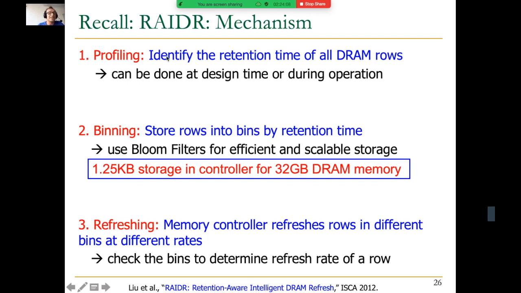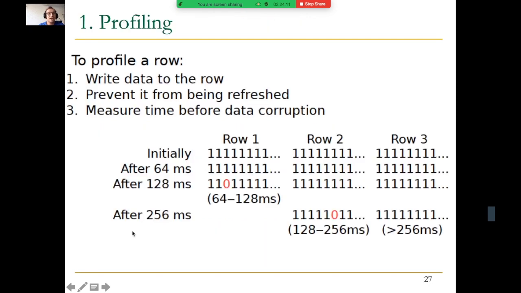So RADAR's mechanism was like this: profiling, binning, and refreshing. At the time we wrote the paper, we said that profiling is easy. And at the high level, profiling is actually very easy. Somebody needs to do this, basically. You write data into a row, you prevent it from being refreshed, and you measure the time before data corruption. And of course, this is not easy to do, right? You need to basically do multiple rounds of testing. So let's assume that you wrote once to all of the rows. We wait for 64 milliseconds without refreshing. And at the end of 64 milliseconds, you look at the rows, and everybody still has once.